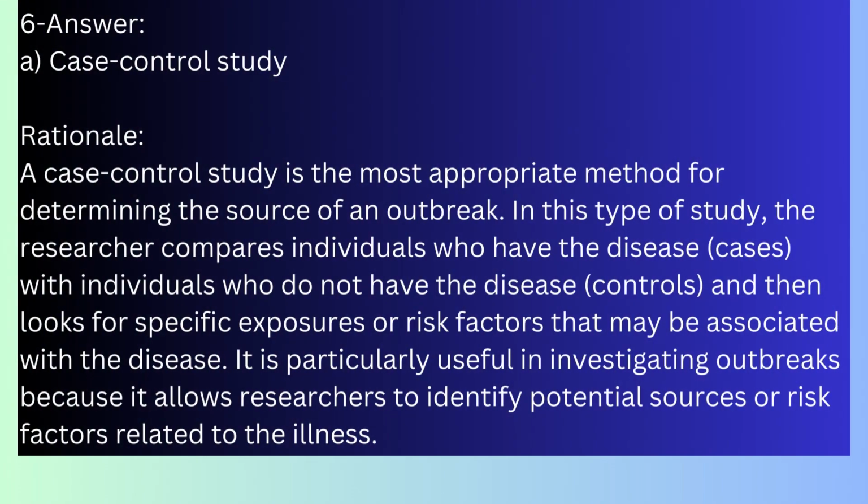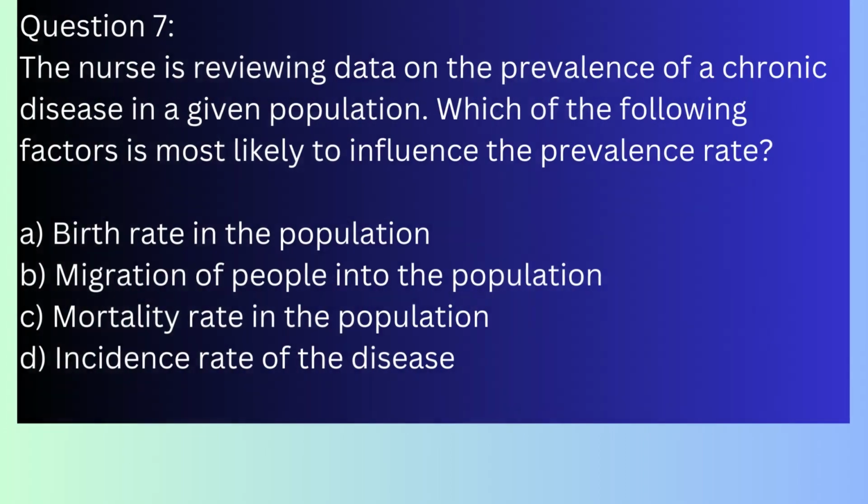Answer: A. Case control study. Rationale: a case control study is the most appropriate method for determining the source of an outbreak. In this type of study, the researcher compares individuals who have the disease, cases, with individuals who do not have the disease, controls, and then looks for specific exposures or risk factors that may be associated with the disease. It is particularly useful in investigating outbreaks because it allows researchers to identify potential sources or risk factors related to the illness. Question 7.